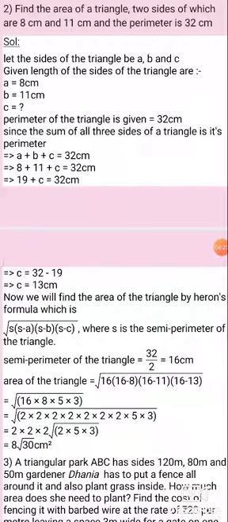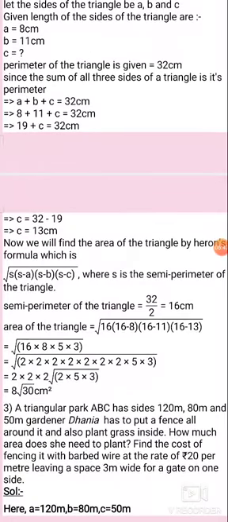Inside the square root, what? 2 into 5 into 3. So multiply all that. 2 into 2 into 2 is equal to 8 into square root of 5 into 2, 10 into 3 is equal to root 30. Okay. Then 8 root 30 centimeter square.